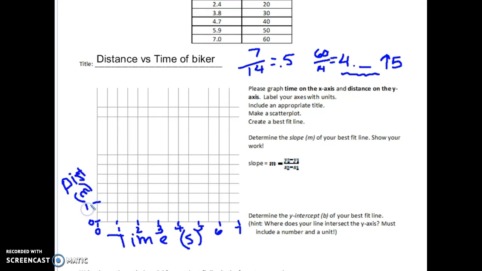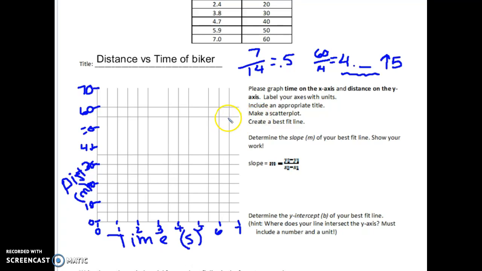So I'm going to label after 2 boxes 10, after 2 boxes 20, 2 more boxes 30, 40, 50, 60, and 70 would be your top one. All right. Great. At that point, you've got your axes scaled, your axes are labeled, you've got your title.